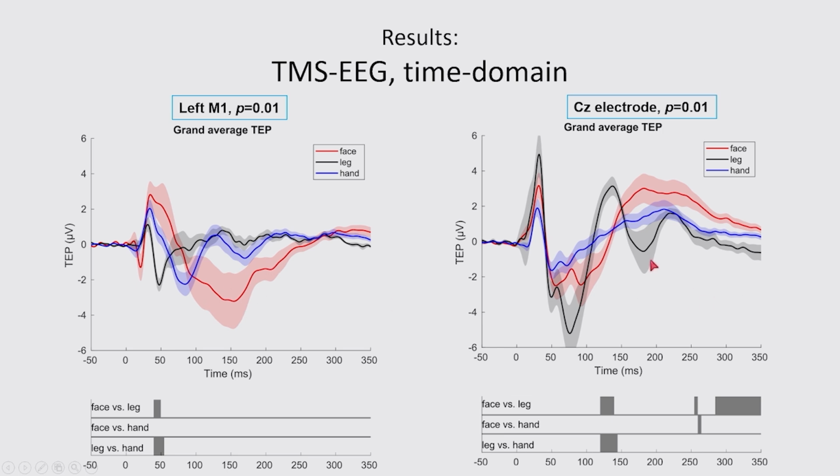The same for the CZ electrode. At the beginning, they were very similar, but after about 50 milliseconds, the responses started to differ. The biggest differences were between 100 and 150 milliseconds. Obviously here, because this is outside the motor cortex, the responses had already spread from their original location.